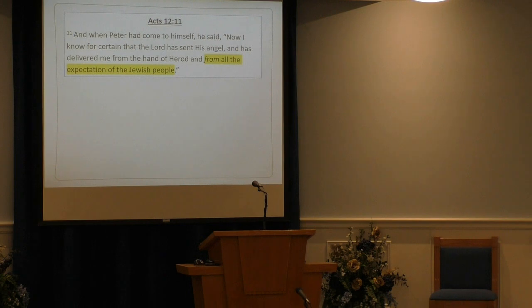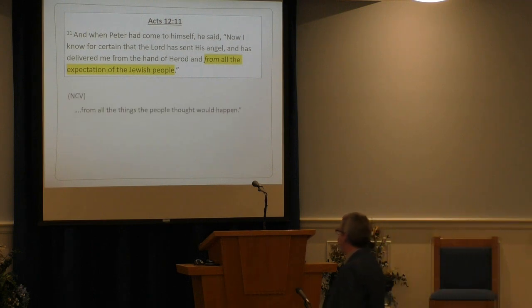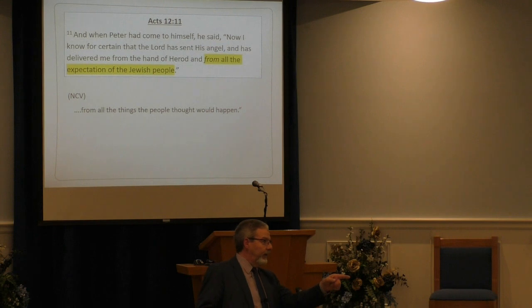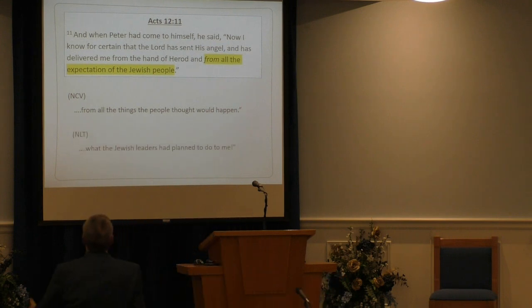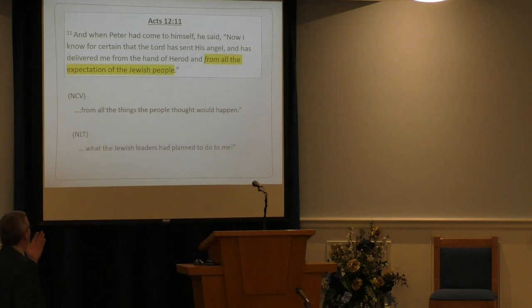From all the Jewish people expected. What is that? Christian Standard. All right. I got another one. The NIV, the Jewish people were hoping would happen. So here's the New Century: from all the things people thought would happen. The New Living Translation: and the Jewish people had planned to do to me. In other words, I was delivered from what the Jewish people were hoping they would do to me.